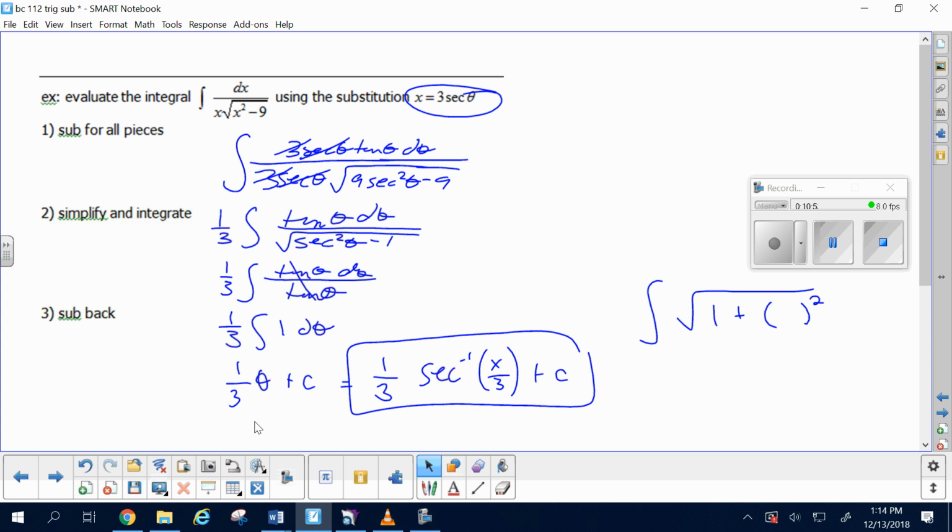Cotangent squared, sounds good. That you've done, you should know how to deal with that.